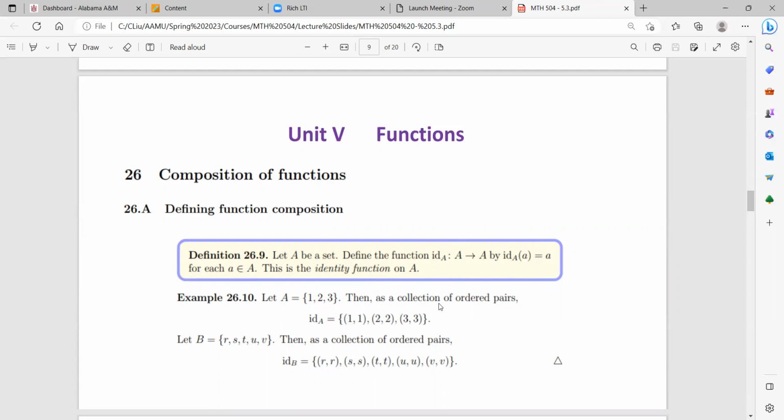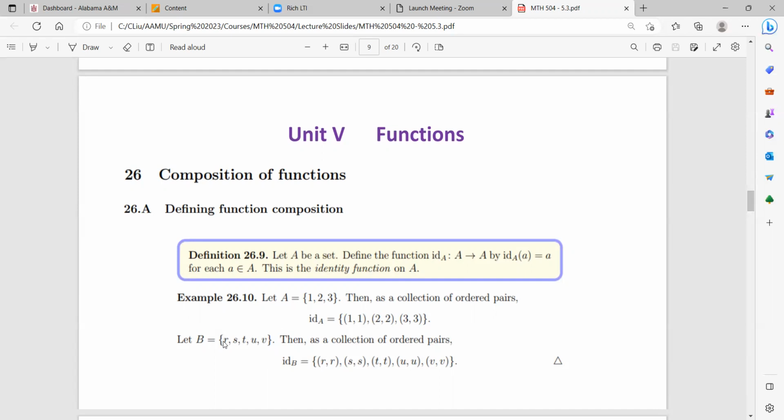For example, in terms of ordered pairs, any function is a set of ordered pairs. Any relation actually is a set of ordered pairs. Obviously the identity function, because it's a function, you can always write as ordered pairs. In this case it's very simple: it just maps each number to itself, so the first and second coordinates in all the pairs are always the same. 1 maps to 1, 2 to 2, 3 to 3. So we get 3 ordered pairs if set A is the set of 3 numbers, 1, 2, and 3.